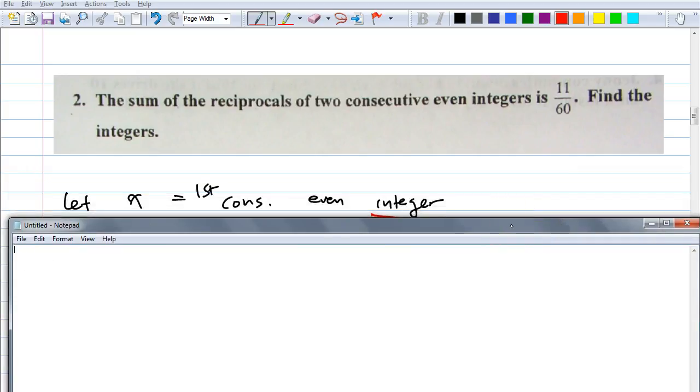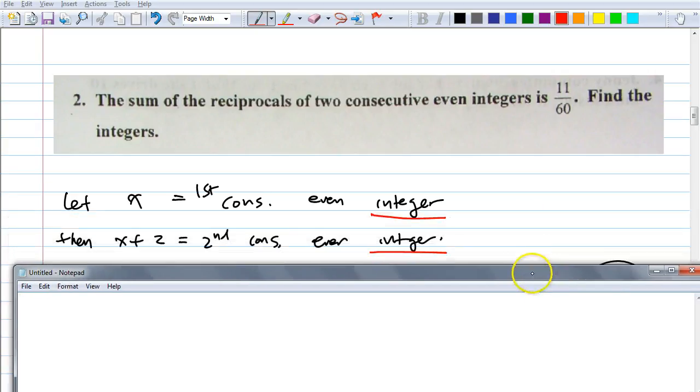William, what's my next unknown? x plus 2, very good, equals the second consecutive even integer. Is that important, that they're even? Yes. Otherwise, if they weren't even, you would do x plus 1, right?